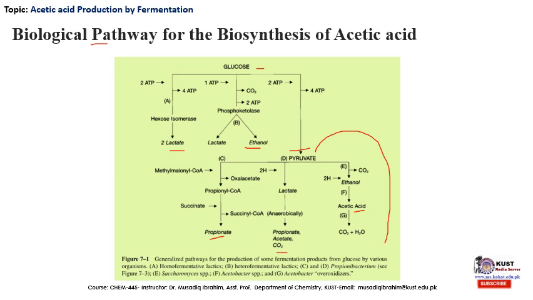As a result of the metabolism of glucose, you are getting pyruvate, and the pyruvate is converted into ethanol, and then from ethanol, by the oxidation process, it is converted into acetic acid. So this is the biological pathway by which glucose, the starting material, is converted to acetic acid, which is obtained as the end product.